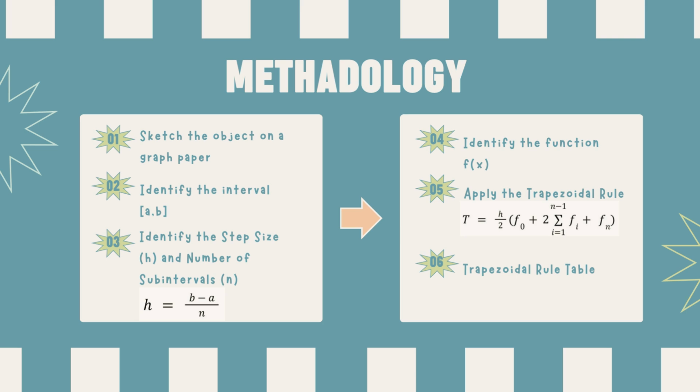In step 4, we identify the function, which represents the mathematical equation of the object. Next, we use the trapezoidal rule to approximate the area under the curve, and this is the formula of the trapezoidal rule. Finally, we generate the trapezoidal rule table as an alternative method to find the area of the object.